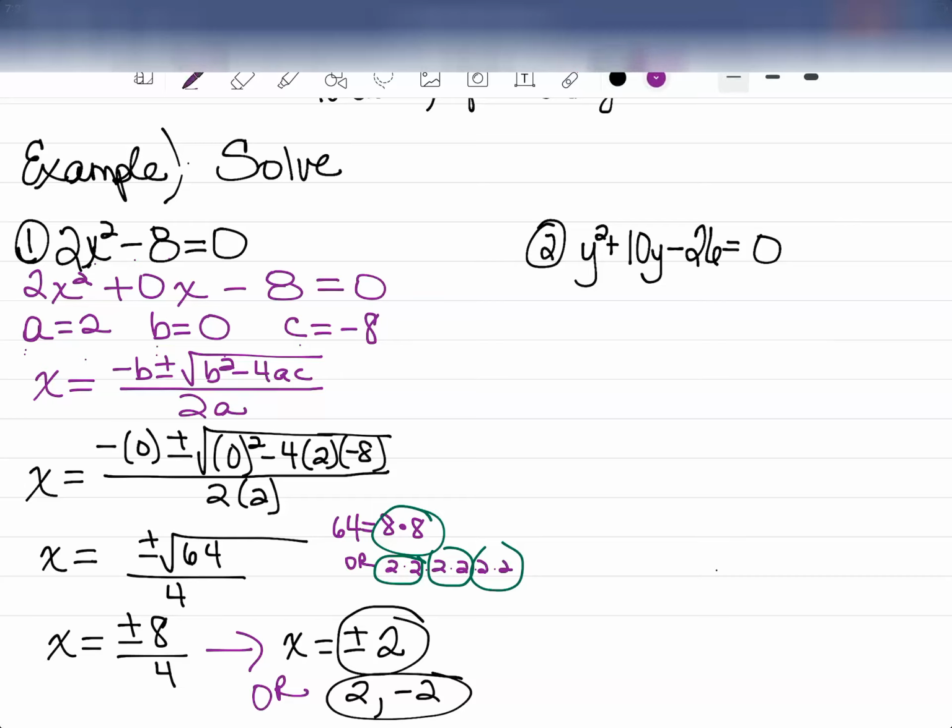So I need to pluck my ABC. In front of the y squared is a 1. That coefficient is 1. So our A is 1. In front of y is 10. So our B is 10. And our constant by itself is a negative 26. So our C is negative 26. Whatever sign it has, that's what I take.